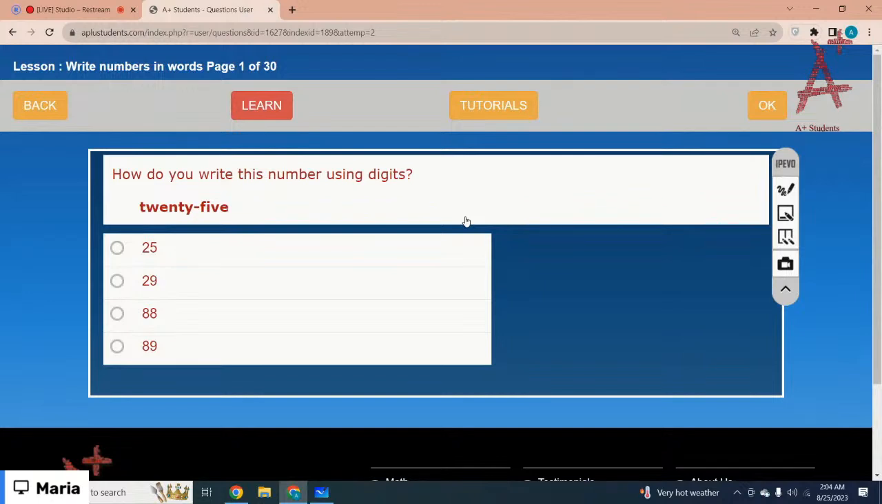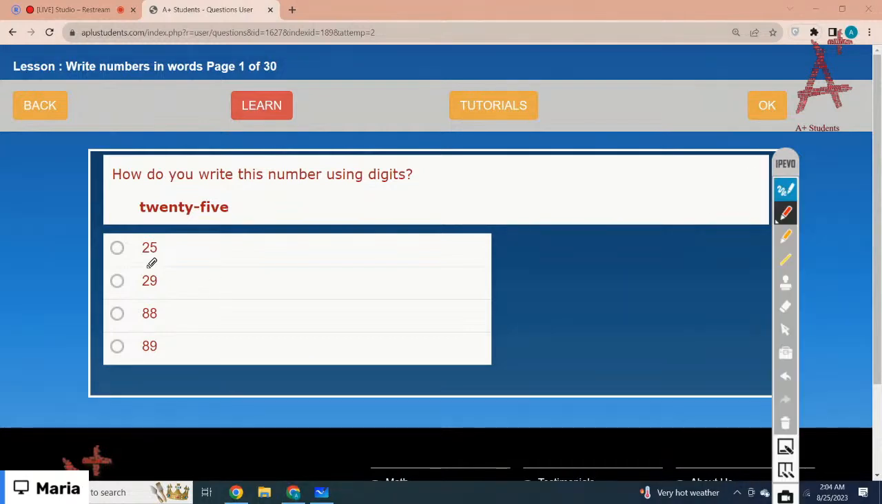How do you write the number using digits? You have to write it in the form of digits. 25. How do you write 25? 20 means the tens digit. This one represents the tens digit, so the tens digit is 2 and then 5. So it would be 25. Yes, the correct option is option number 1, that is 25.